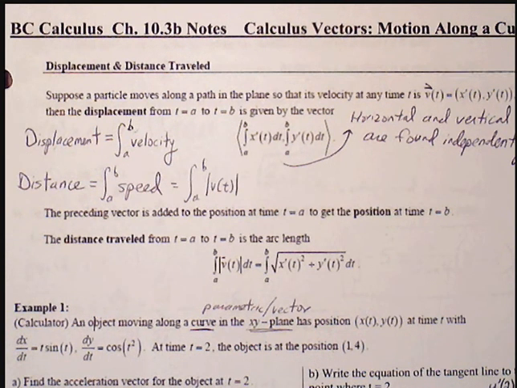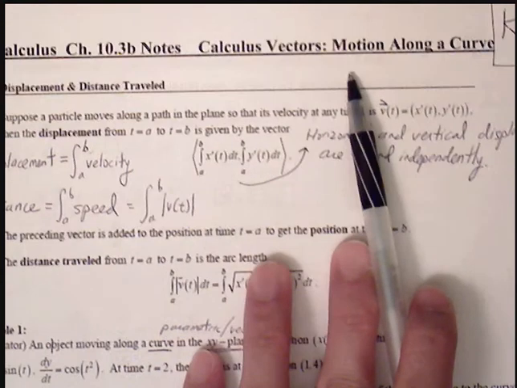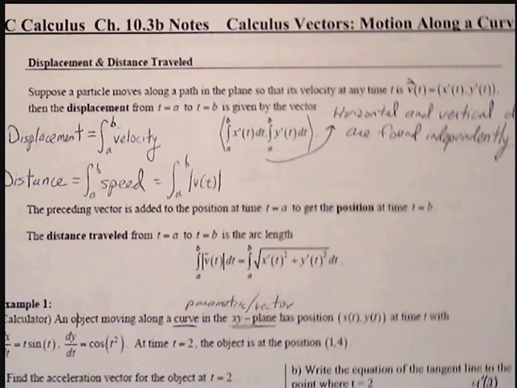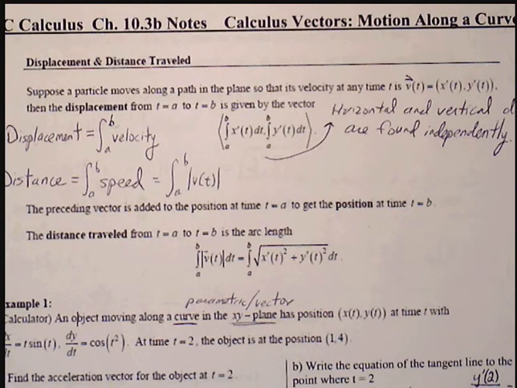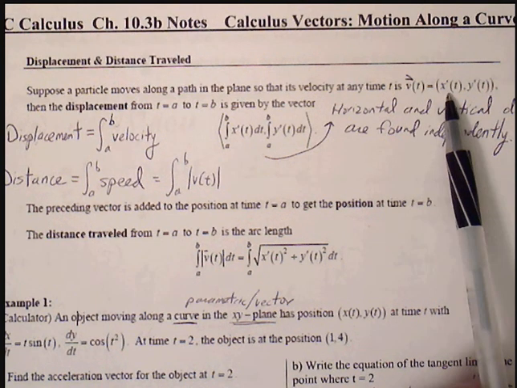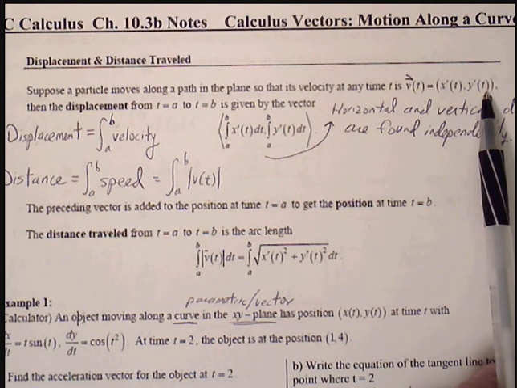Moving on to 10.3b, we talked about parametric equations. We talked about particle motion involving derivatives, and now we're going to talk about motion along a curve that involves integrals. So displacement and distance traveled. Suppose the particle moves along a path in the plane so that its velocity at any given time is given by this velocity vector with the horizontal and vertical components x prime of t and y prime of t.